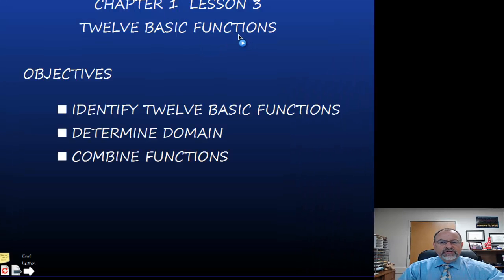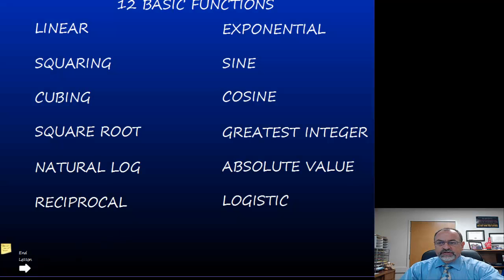And each of these functions does different things and applies to different situations, and throughout the rest of the year we're going to be looking at all of these functions in detail, each one separately, and then how they can apply to real-world phenomena or data that we can gather. So what I'm going to do in this video is, well, first let me introduce you to the 12 basic functions, and here they are.